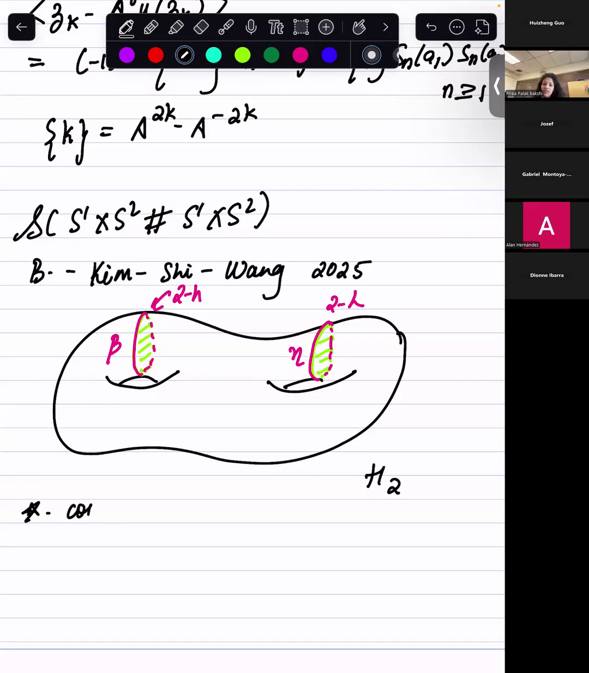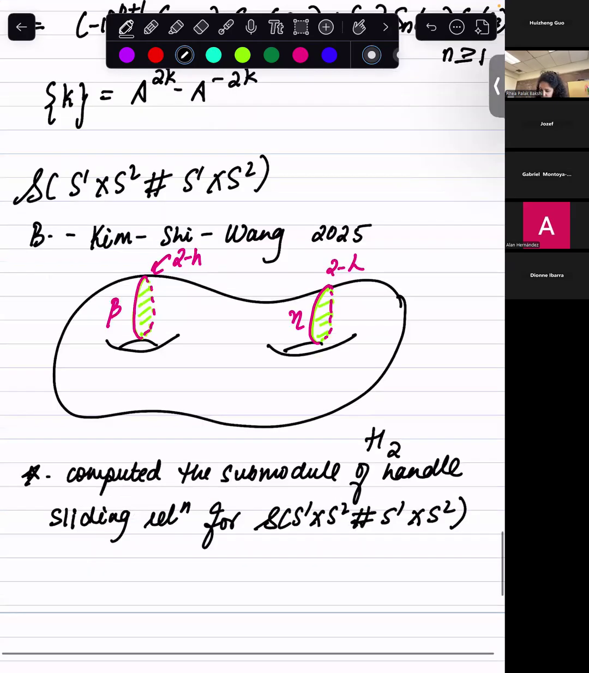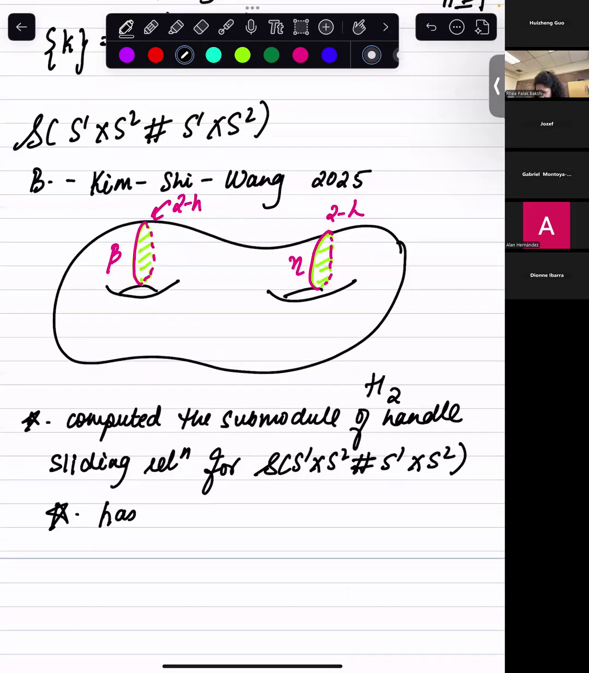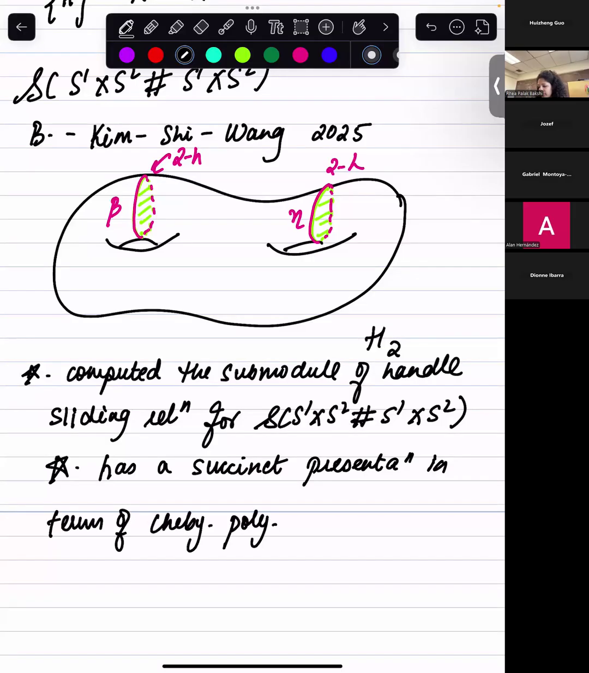And essentially what we did was that we computed the submodule of handle sliding relations for the Skein module of this particular 3-manifold, and a very important feature is that it has a succinct presentation in terms of Chebyshev polynomials of the second kind.